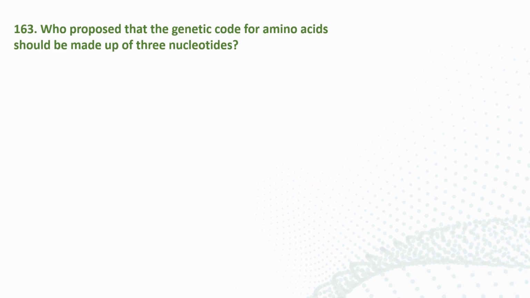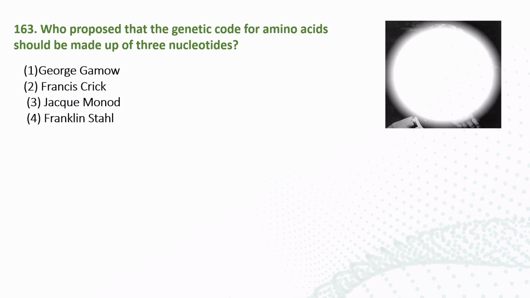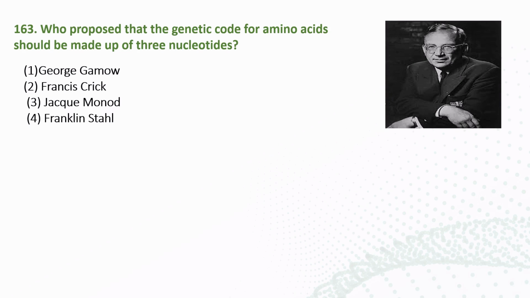Who proposed that the genetic code for amino acids should be made up of three nucleotides? They are not asking who proposed the genetic code. They are asking who proposed that the genetic code for amino acids should be made up of three nucleotides. We know that the genetic code of an amino acid is made up of three nucleotides, like AUG, UGG, like that. So you have to say which scientists proposed it. Normally we know that there are four scientists, the Franzen and Crick.